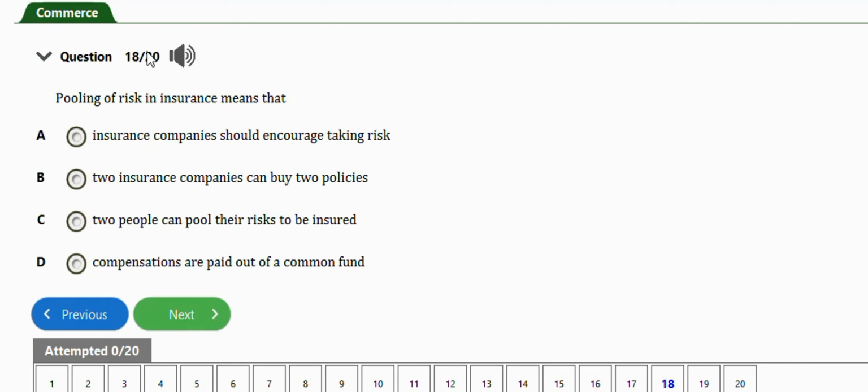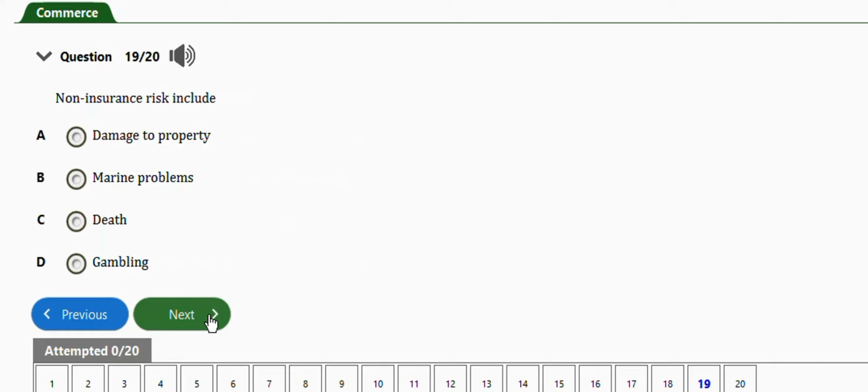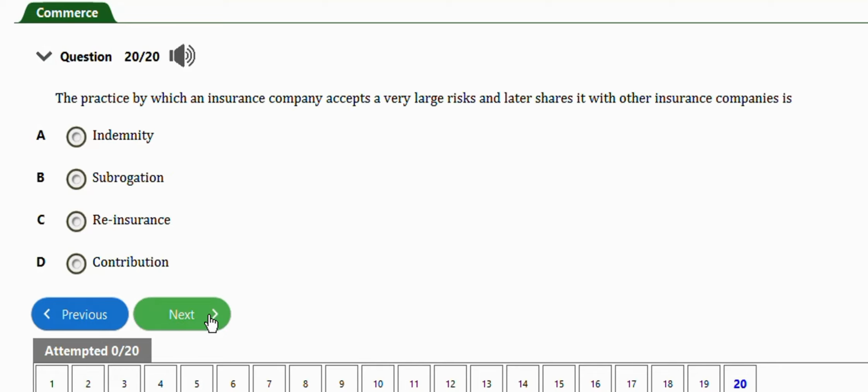Okay, the next question is this one. It says, pooling of risk in insurance means that: insurance companies should encourage risk taking, two insurance companies can buy two policies, two people can pool their risk to be insured, compensations are paid out of a common fund. The right answer is option D, which is compensations are paid out of a common fund. Next question is this one. It says, non-insurable risks include: weather damage to property, marine problems, death, gambling. So the right answer is option D, which is gambling.